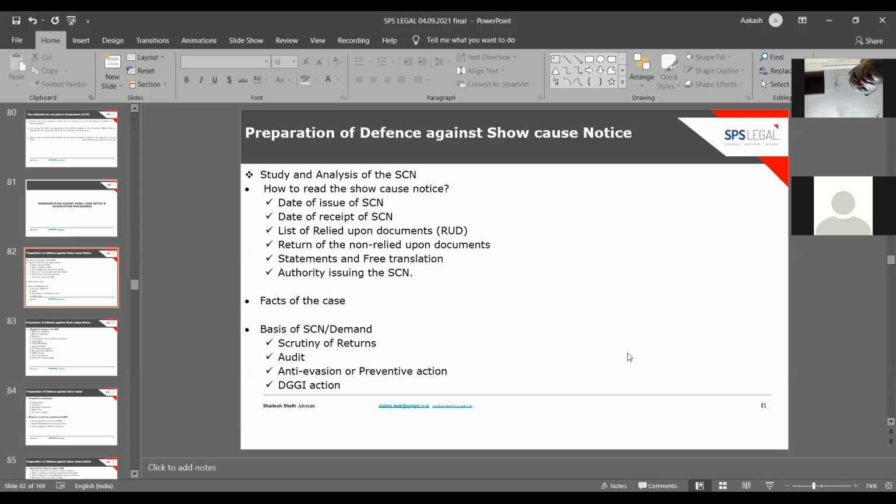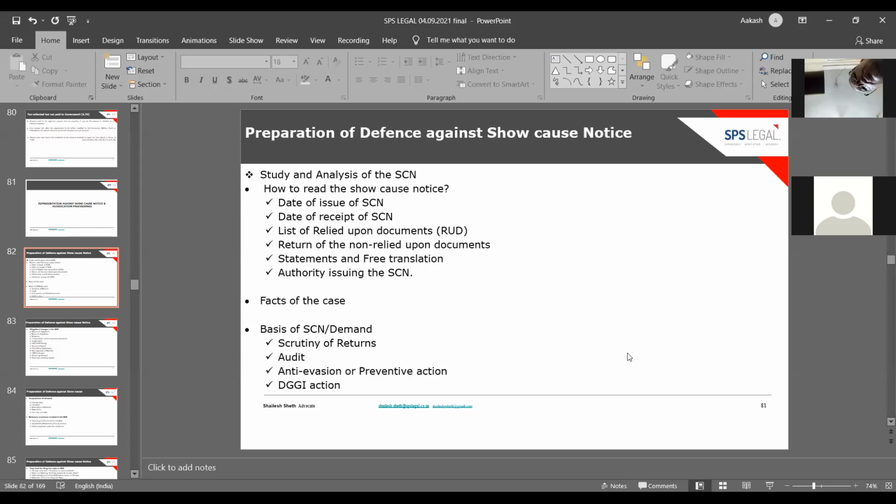Generally, where a statement is actually recorded in a language other than English, the department itself gives the free translation in English. But if not done, the noticee can ask for it. And one has to check the authority who has issued the notice, whether he is a proper officer or not. Then read carefully the facts of the case. What is the basis of the demand?